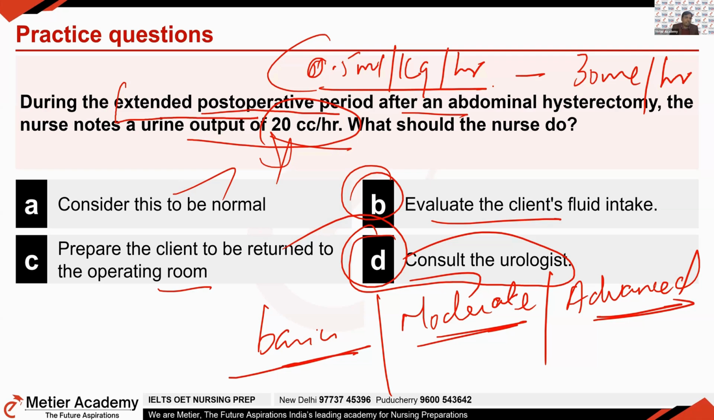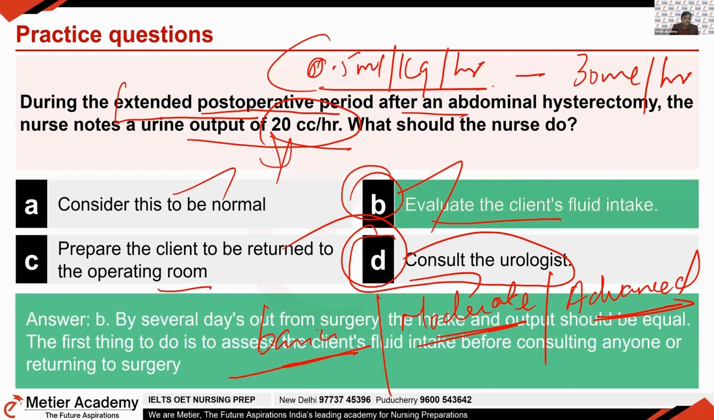You have to evaluate and assess the patient. You check whether the patient is having proper intake or not. So better go for the patient's evaluation. B is the right answer: evaluate the client's fluid intake. Several days after surgery, the intake and output should be equal. So the first thing to do is assess the client's fluid intake before consulting.